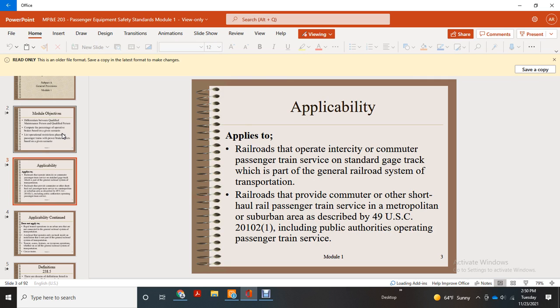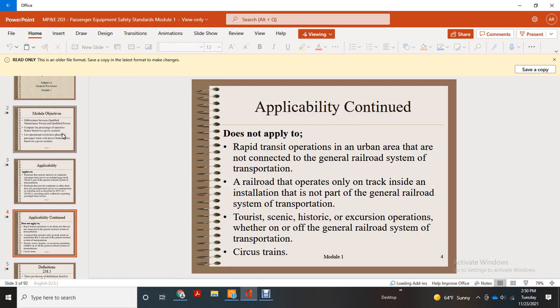Applicability: this applies to railroads that operate intercity or commuter passenger trains on standard gauge track, which are part of the general railroad system of transportation. Railroads that provide commuter or other short-haul rail passenger train service in a metropolitan or suburban area, as described in Title 49 U.S. Code 20102, include public authorities operating passenger train services.